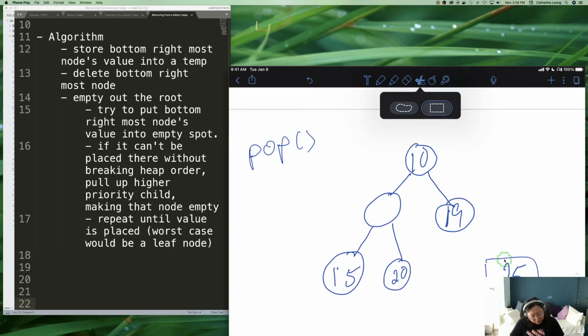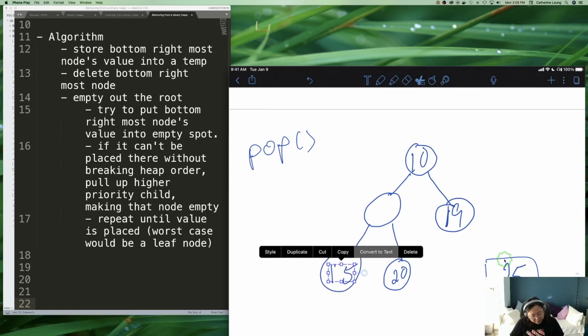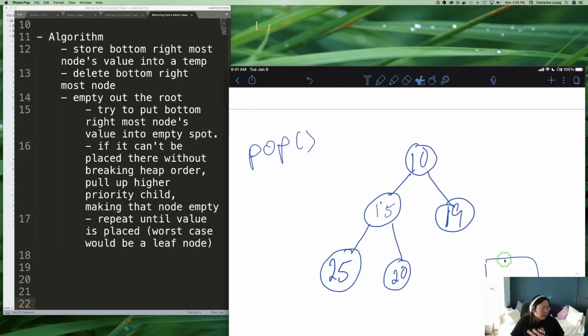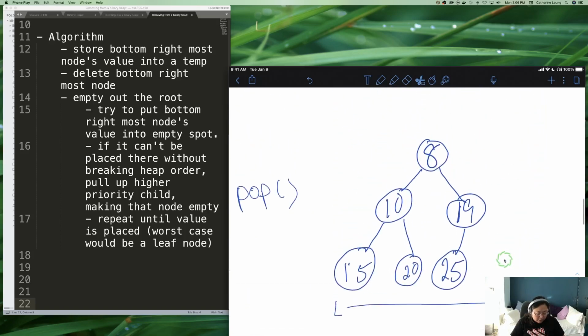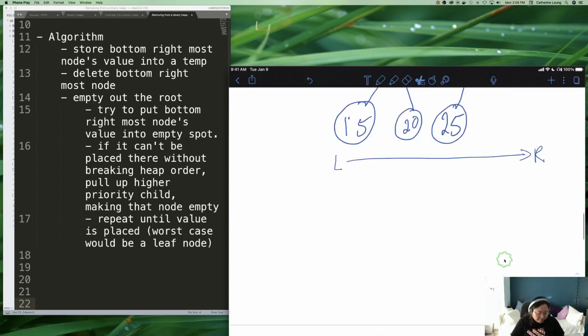So between 15 and 20, who's higher priority? That would be 15. So move 15 up into its parent. So 15 ends up being put here. And 25 ends up here because this is a leaf node, so we can always put it in. And that's after 3 pops. Okay, so you can see that it does move around quite a bit.